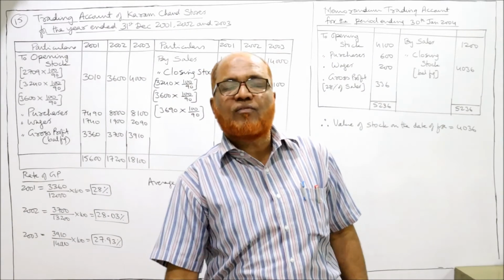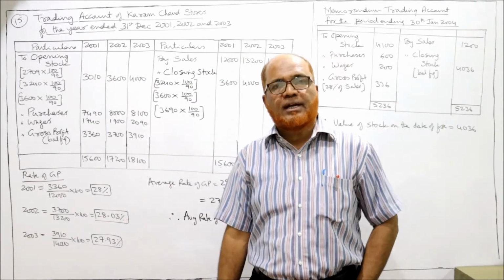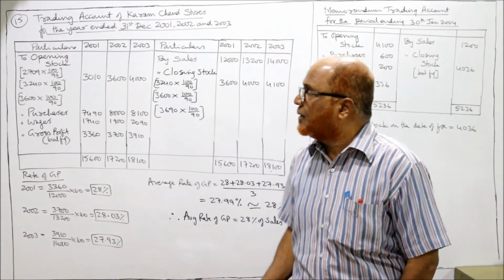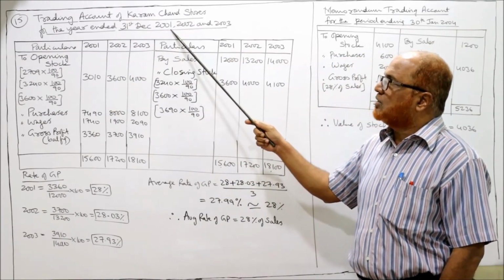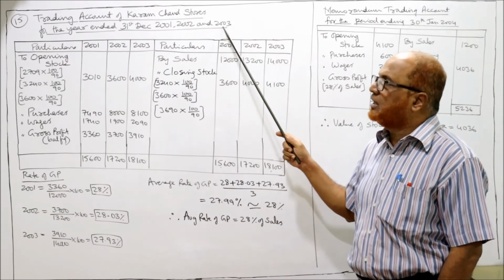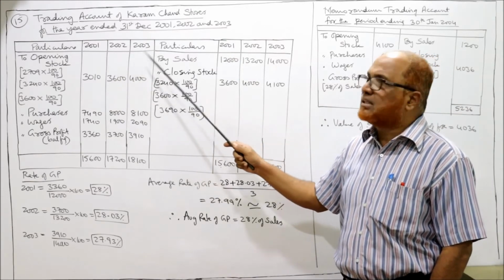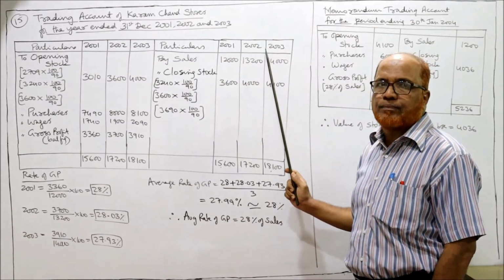So we have to find out how much is the loss of stock on the date of fire. First of all, we make the trading account of Karamchand Stores for the years ended 31st December 2001, 2002 and 2003, for 3 years. So 3 columns on the debit side, 3 columns on the credit side, right?